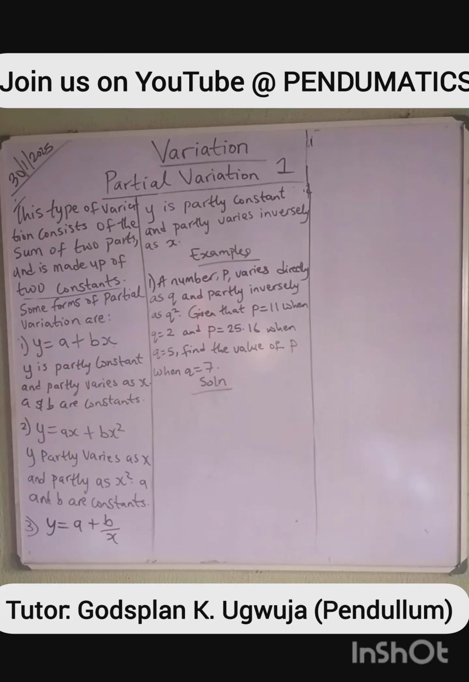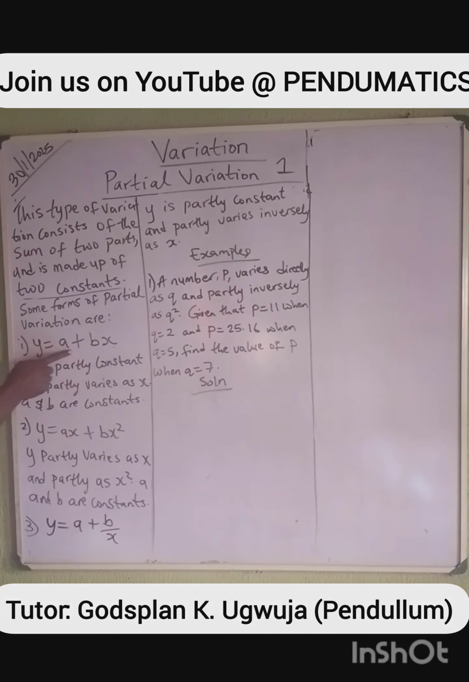So this first form, y is equal to a plus bx, where a and b are constants. This tells us that y is partly constant. You can see that only a is here, and nothing is attached to it. Remember, this is the sum of 2 parts. This is 1 part, and this is another part.